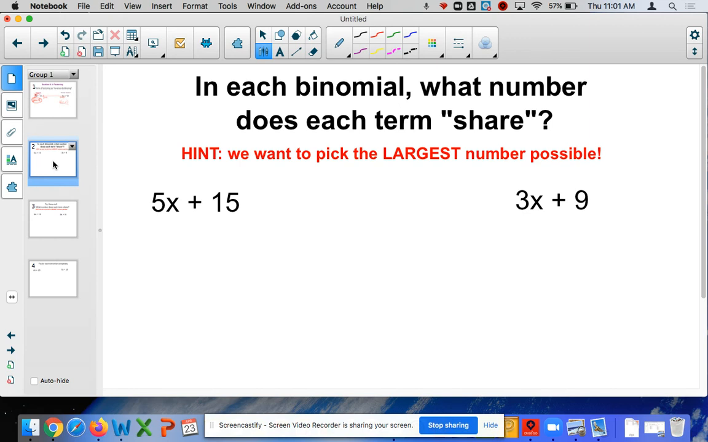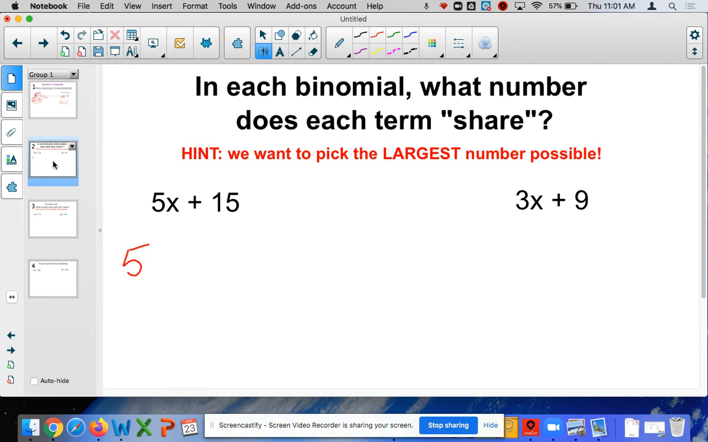So let's look at that binomial. We got 5x plus 15. We just want to ask ourselves, what number does each term share? Here I've got a 5 and a 15. What is the biggest number both of them share? And here you may need to play around with your calculator and just start dividing numbers. Here, each number shares a 5. 5 is divisible by 5. 5 divided by 5 is 1. What's 15 divided by 5? Is it divisible? It sure is.